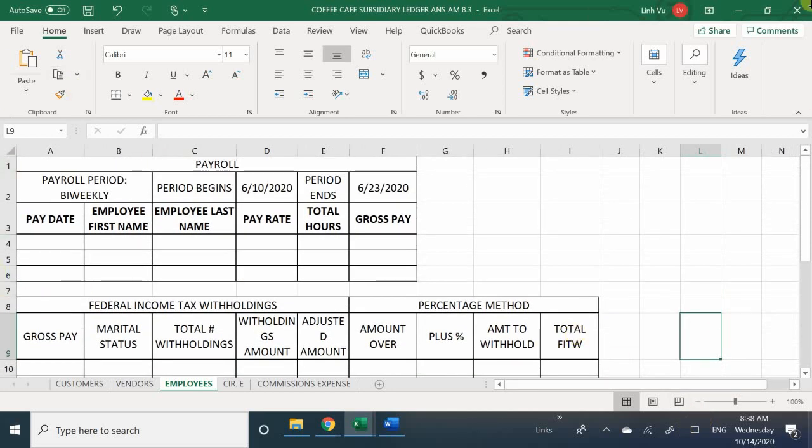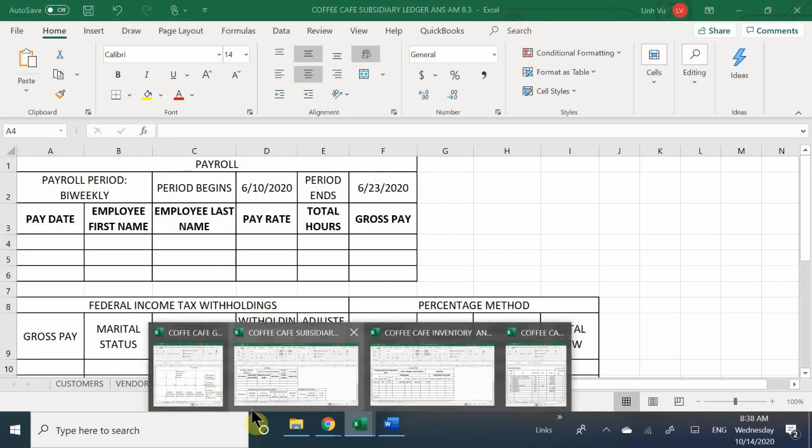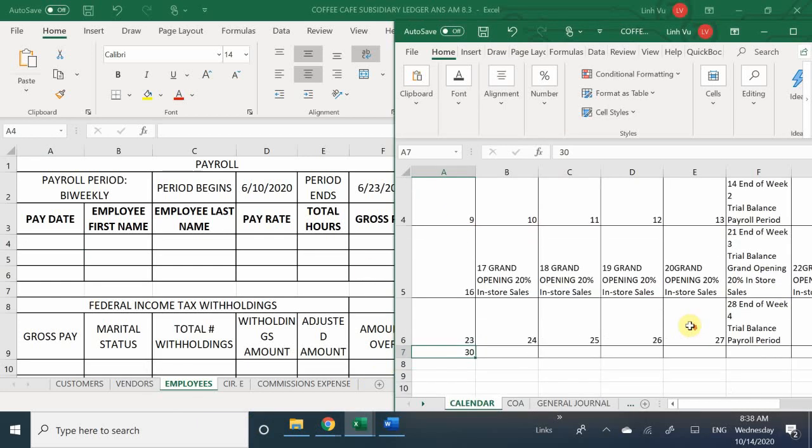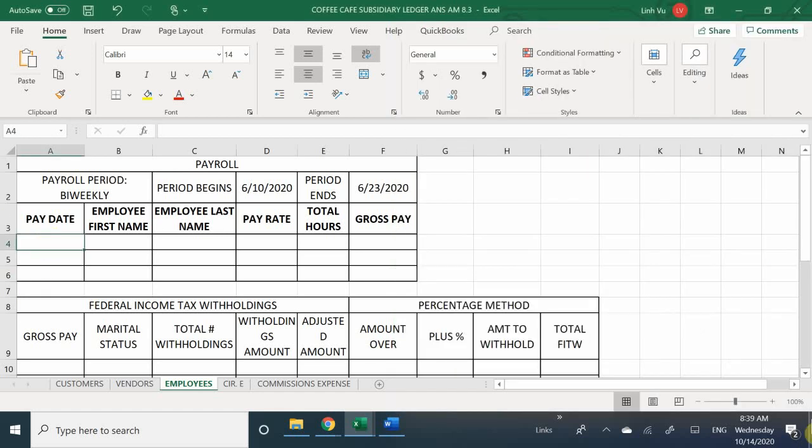So here, pay date, okay? So if June 14 is the start of our payroll period, when is the next payroll period going to be? Okay, yes, it's going to be on the 28th, right? Every 2 weeks because it's bi-weekly. So that means on June 28th, we're expected to pay for her very first paycheck.